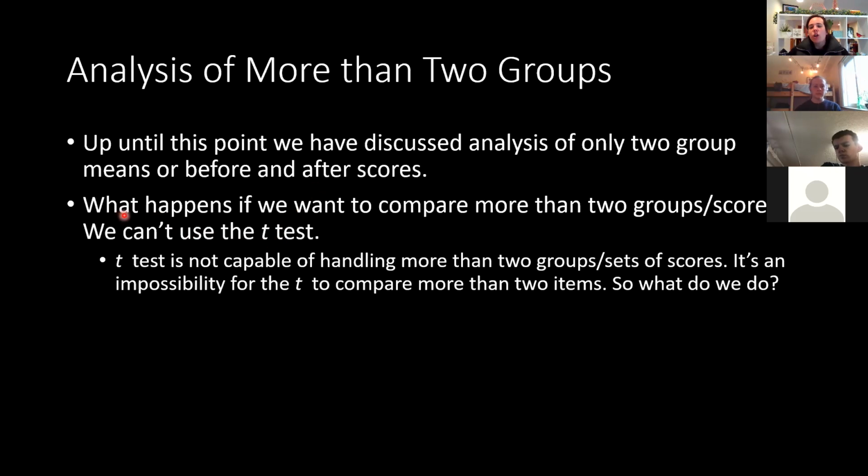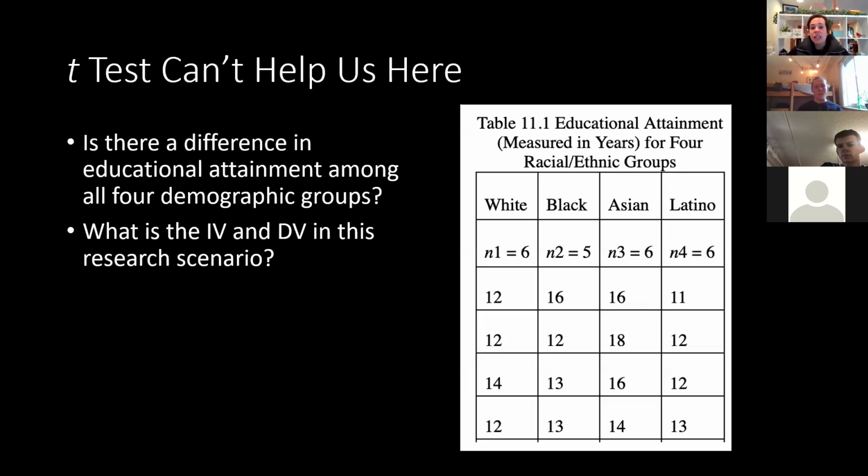But right now we want to know what happens if we want to compare more than 2 groups or 2 scores. You cannot use a t-test like we've been using before. It's not capable of handling more than those 2 groups or 2 sets of scores. So what do we do? Here comes the ANOVA. So is there a difference in educational attainment among all 4 demographic groups?